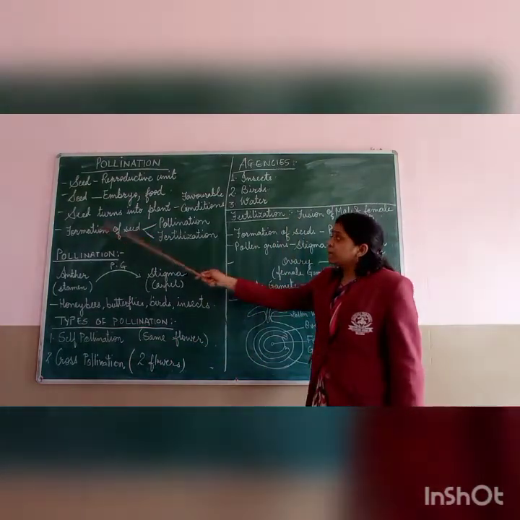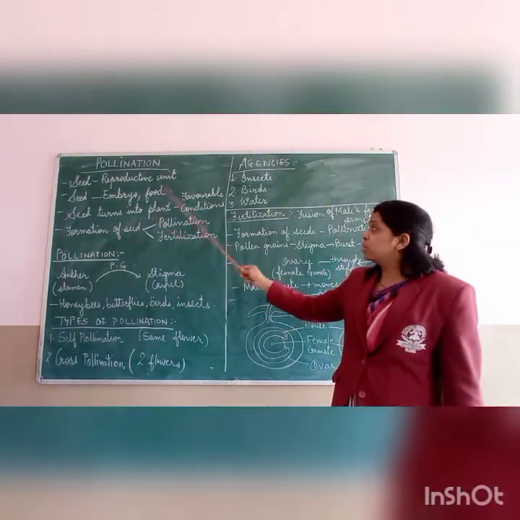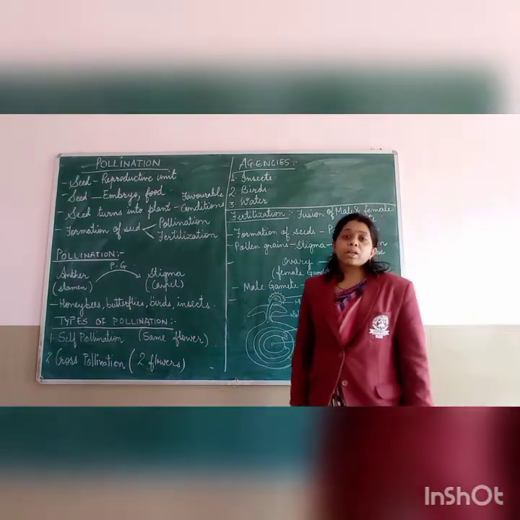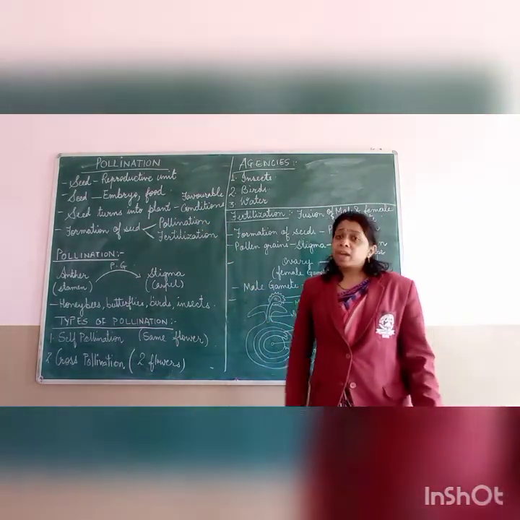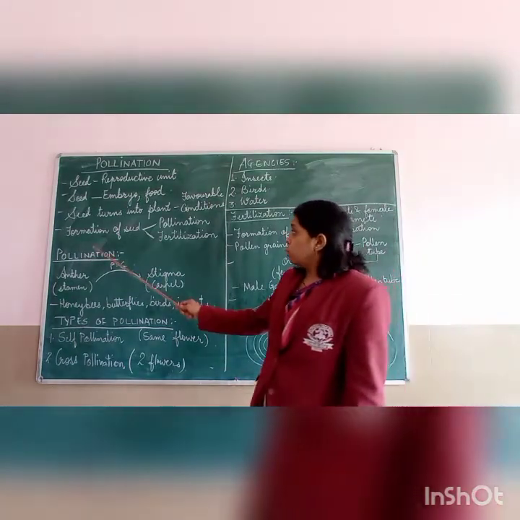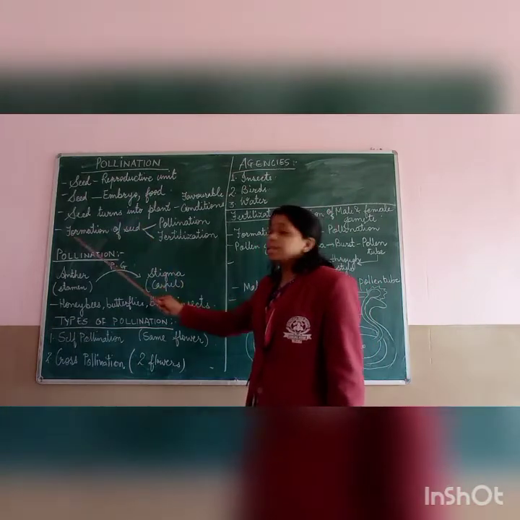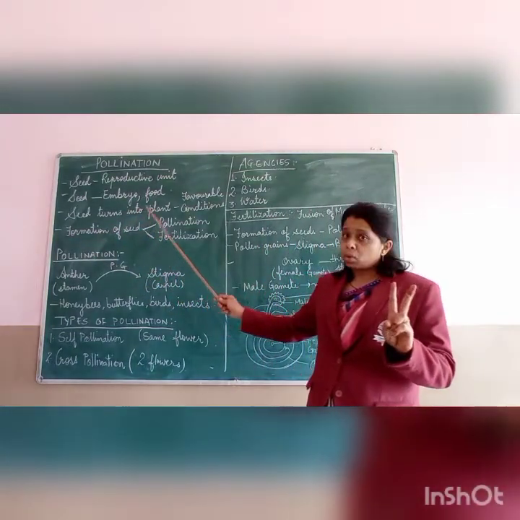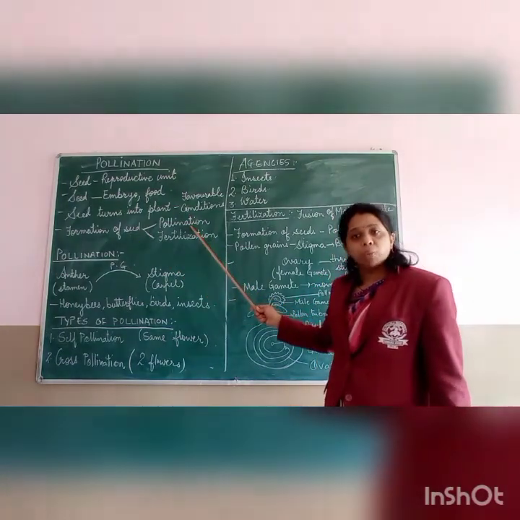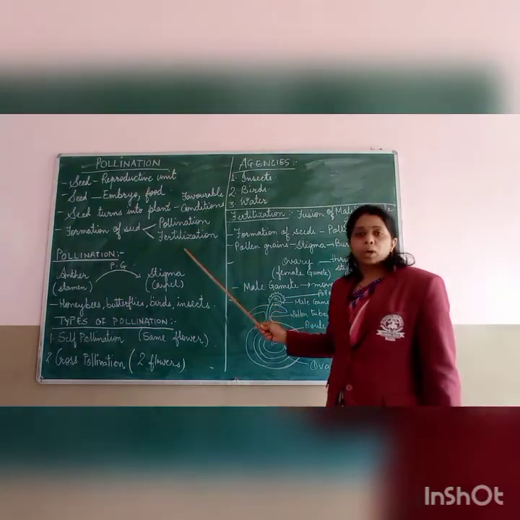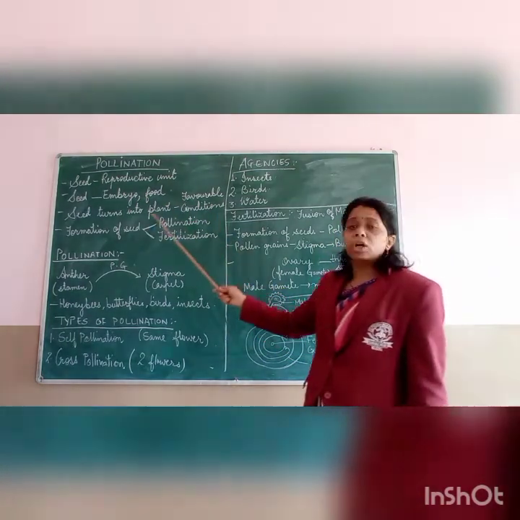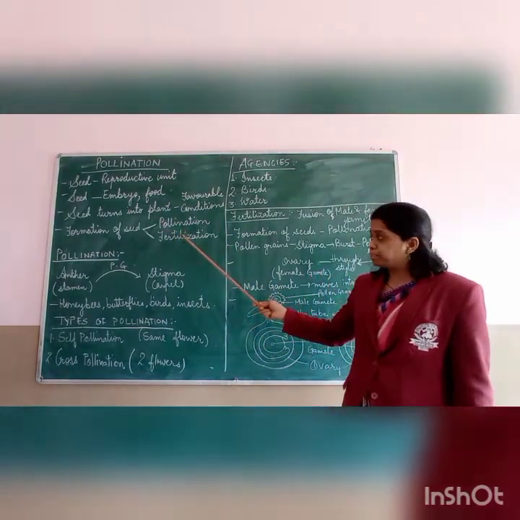Now, a seed will turn into a plant whenever there are favorable conditions. Favorable conditions mean whenever it gets a proper amount of light, water, etc. Now, formation of a seed is a two-step process. The first one is pollination and the second one is fertilization. Now let us first see what we mean by pollination.